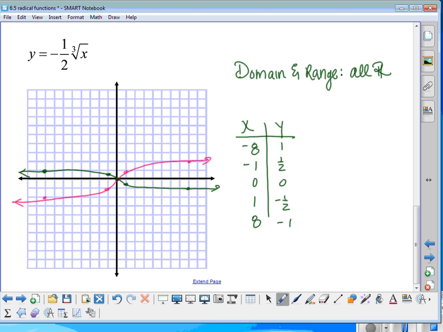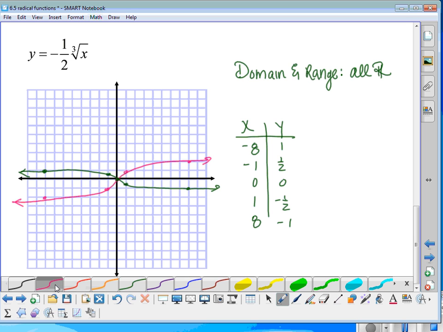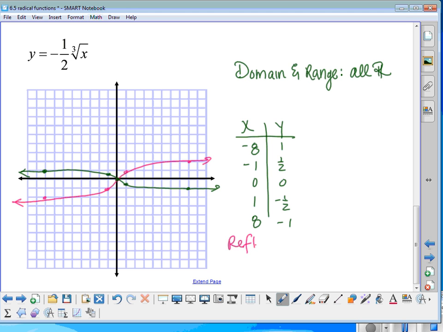All right, so how does it compare to my parent graph, which I already had there in pink? It's being reflected across the x-axis, yep. And yes, it's compressed by a factor of 1/2.